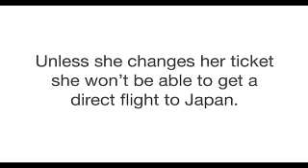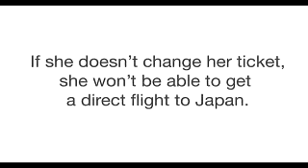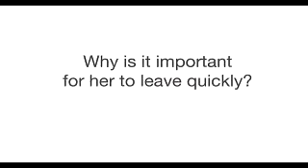Unless she changes her ticket before her departure, she'll go to Rome and she won't be able to get a direct flight to Japan. Unless she changes her ticket before her departure, she won't be able to get a direct flight to Japan. Unless means the same as if, not. This is the same as saying, if she doesn't change her ticket, she won't be able to get a direct flight to Japan. So Anna has to go to the airport to pay the $100 for the new ticket.